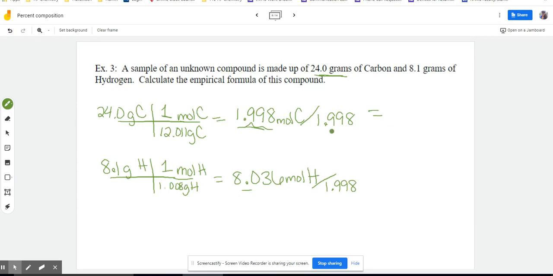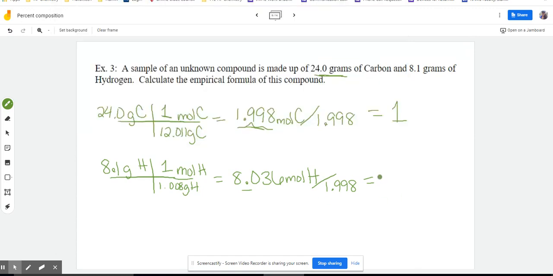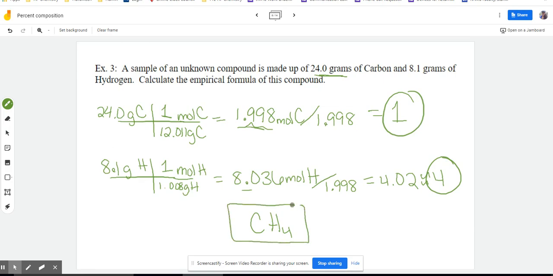So here, when we divide those two, we get a 1. When we divide these two, we're going to get 4.02, which is approximately 4. Therefore, these are both good enough to use as our subscripts. So we're going to go 1 carbon and 4 hydrogen. So this is CH4 or methane.